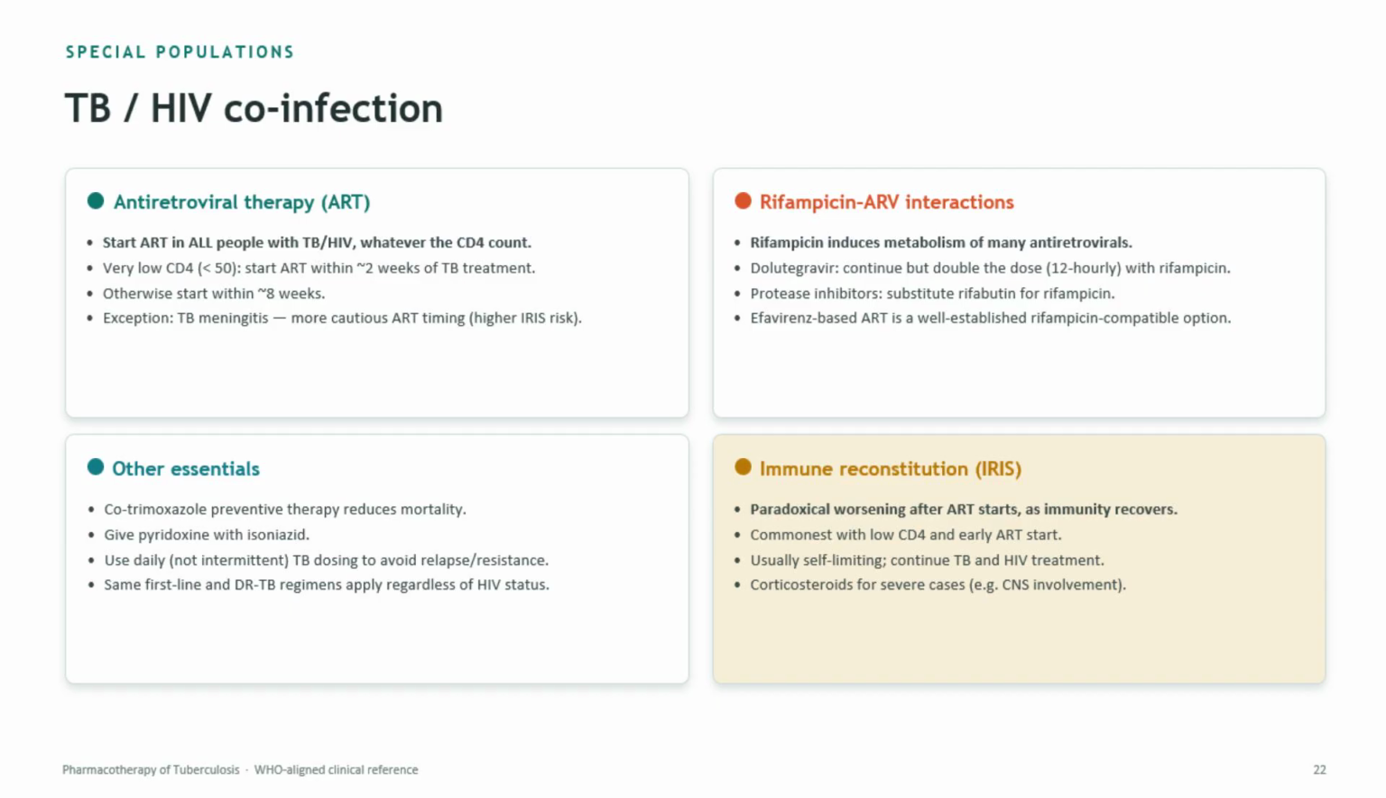Then the interaction headache. Rifampicin induces the metabolism of many antiretrovirals. With dolutegravir, you keep it but double the dose to 12 hourly. With protease inhibitors, swap rifampicin for rifabutin. Know these 2 moves and you're most of the way there.